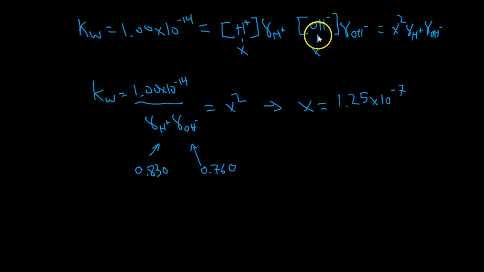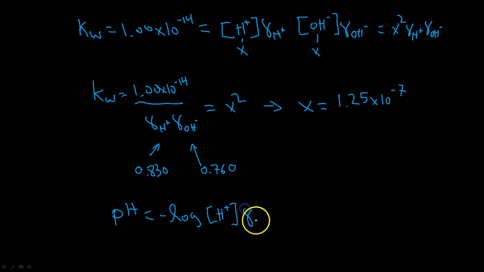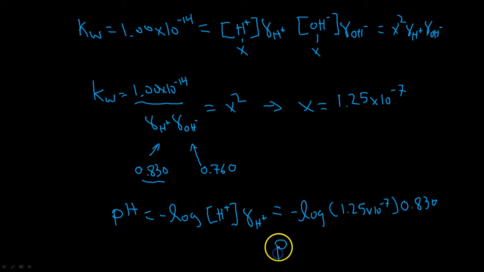Alright, so this X is our hydroxide concentration, but it's also our H+ concentration, so now we can solve for pH, which we remember from our previous equation was the negative log of H+ times the activity coefficient of H+. We plug in these values we just found, so this is the negative log of 1.25 times 10 to the minus 7 times our activity coefficient, which is 0.830. And this ends up giving us our pH, which equals 6.98. Alright, so you can see when we account for the activity effects of sodium chloride, we do alter our pH. Not very much, but there's a noticeable effect.